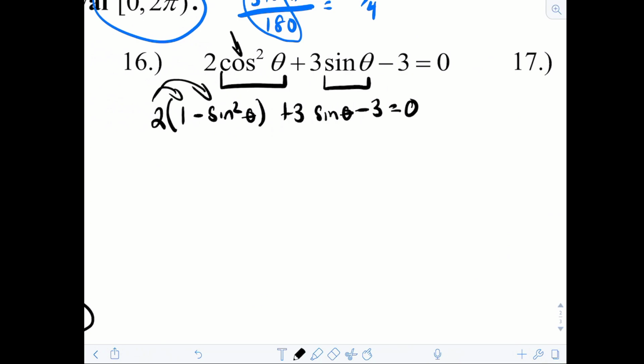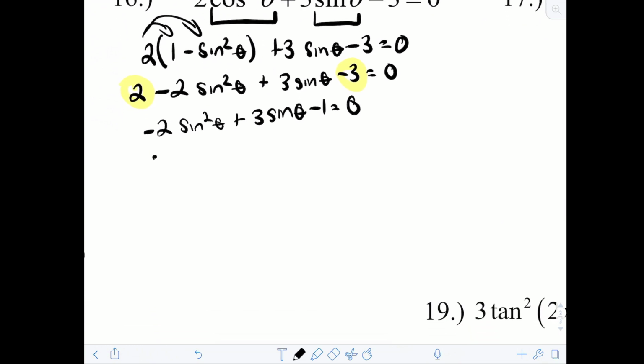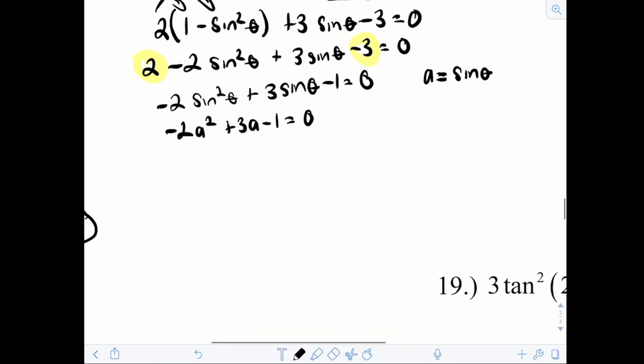Distribute the 2, so I end up getting 2 minus 2 sine squared theta plus 3 sine of theta minus 3. Combine the like terms, so 2 and the negative 3. So I end up getting negative 2 sine squared theta plus 3 sine of theta minus 1. Now what I'm going to eventually have to do is write it as something that looks like this, and I'm going to have to factor. So all I did off to the side was say a is going to be equal to sine of theta. And we can do some direct comparisons or substitutions here to make things a little bit easier to work with.